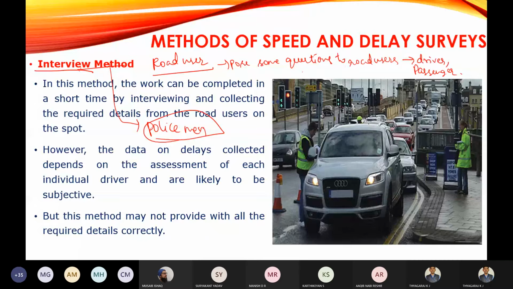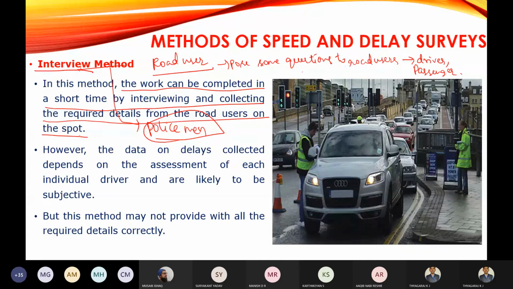Why? Because you are going to stop the vehicle. As soon as you put your hand to stop the vehicle, they will not stop. But whenever you are with the police person, and you try to stop the vehicle, they will automatically stop. So with the help of police person, we are going to conduct this interview method. In this method, the work can be completed in a short time by interviewing and collecting the required details from the road users.